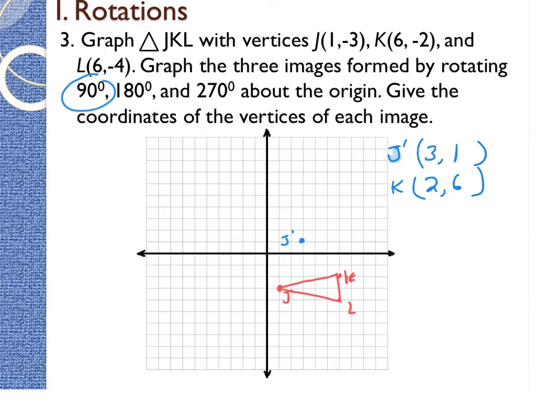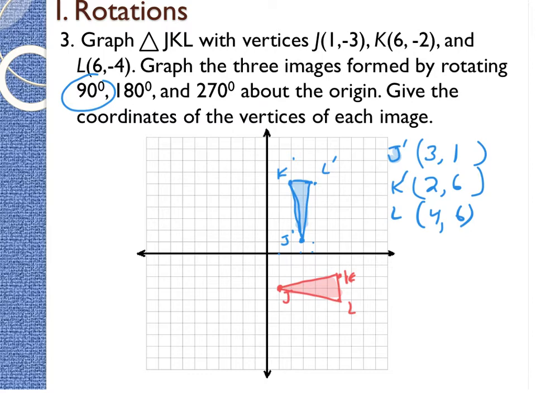So that's going to go to 2, 6, and so that one's going to be K prime. L, we're going to switch those, and it's going to go to 4, 6. All right, so there's our L prime. I'll do this one in red. So you can see that we made a 90 degree rotation.